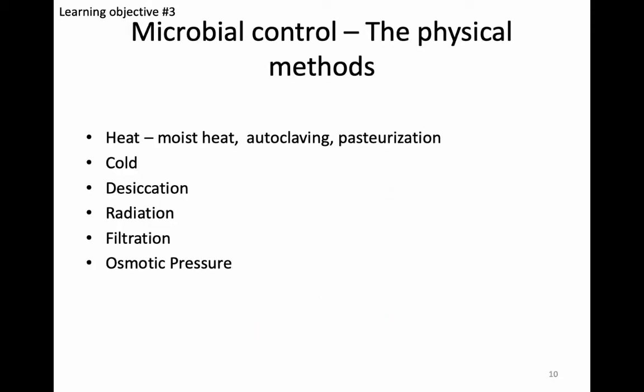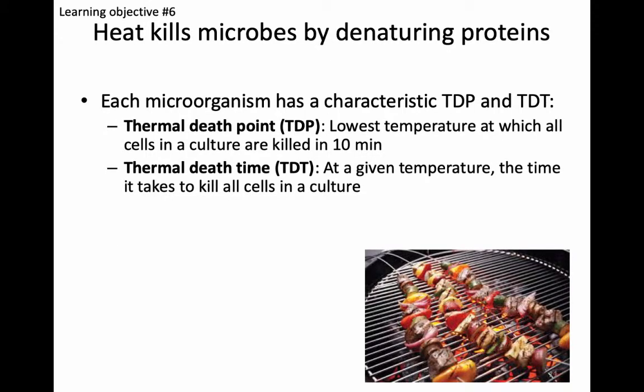Okay, so let's do the physical control methods of microbial control. So we have first heat. So heat will kill microbes, so it's bactericidal. It kills bacteria or microbes by denaturing proteins and causing them to unfold. And so each microorganism has a characteristic thermal death point, which is defined as the lowest temperature at which all cells in a culture are killed. And they also all have a thermal death time that is characteristic. So at a given temperature, the time it takes to kill all the cells in a culture.